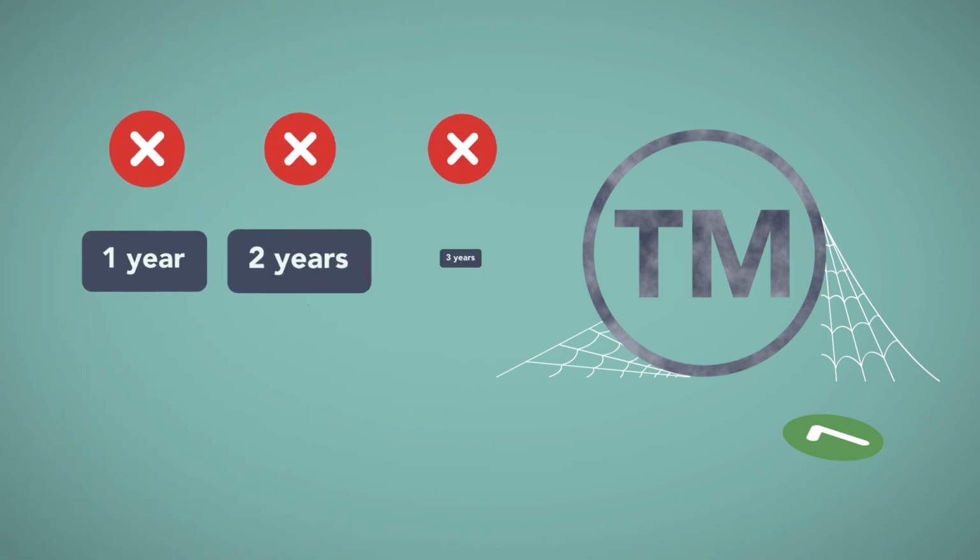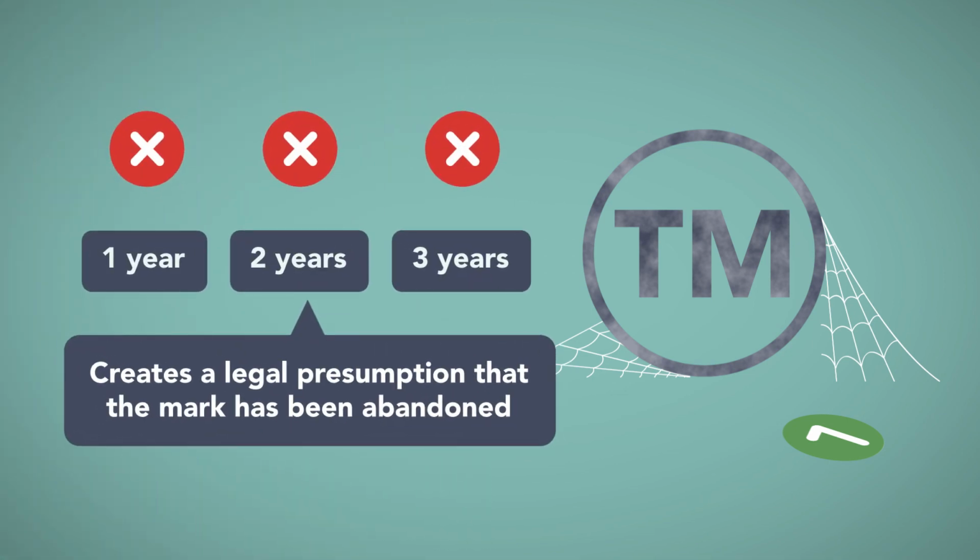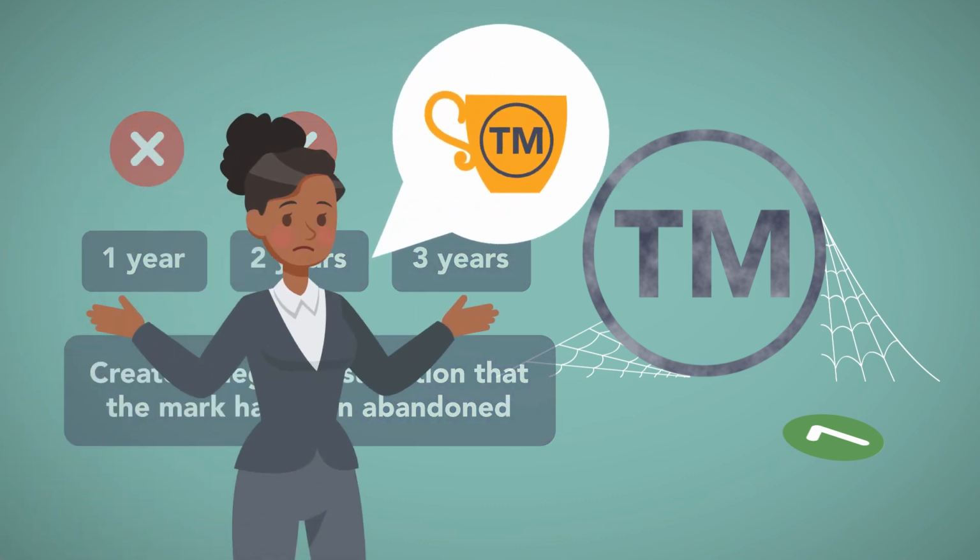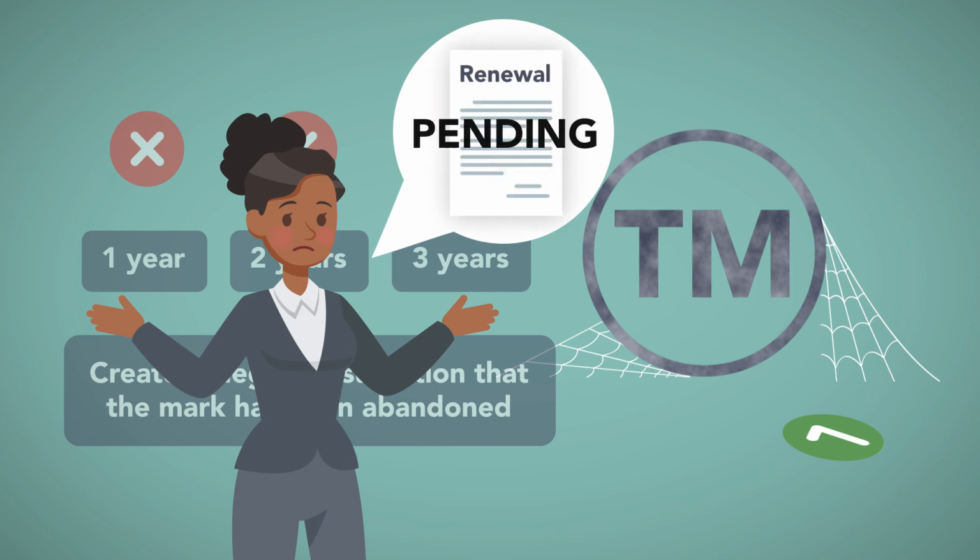Non-use for 3 consecutive years creates a legal presumption that the mark has been abandoned. In such a situation, the owner would bear the burden of proving that the mark was in use or that the owner had a bona fide intent to resume use of the mark.